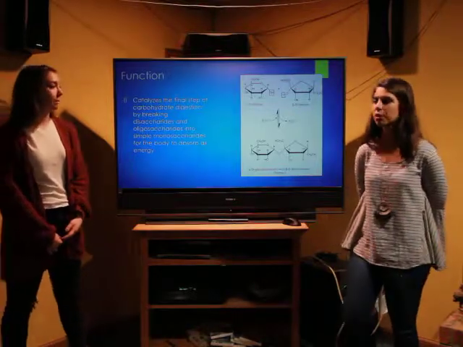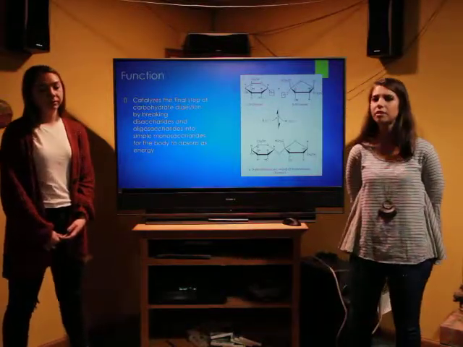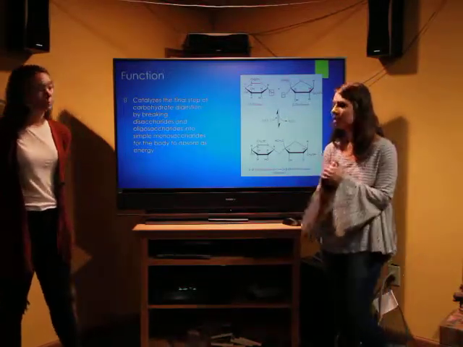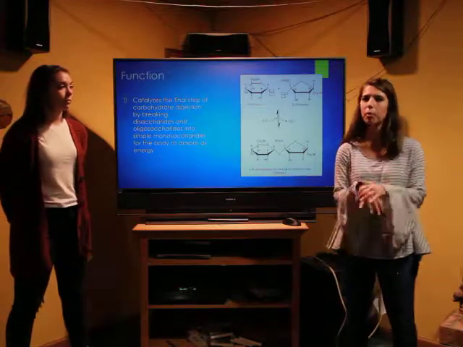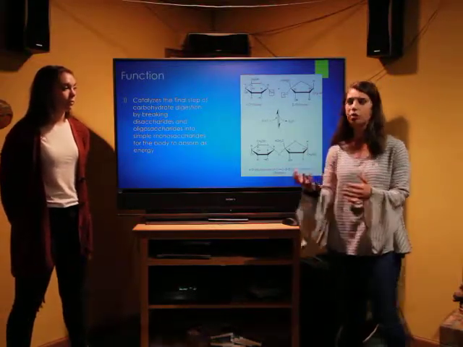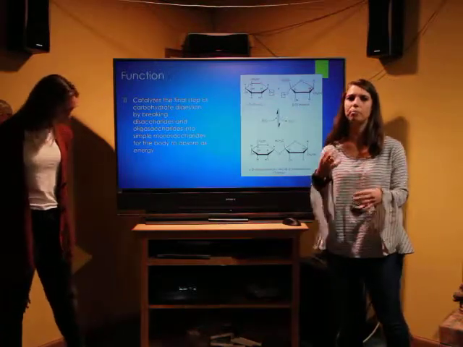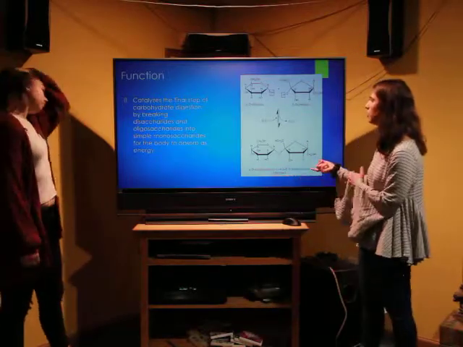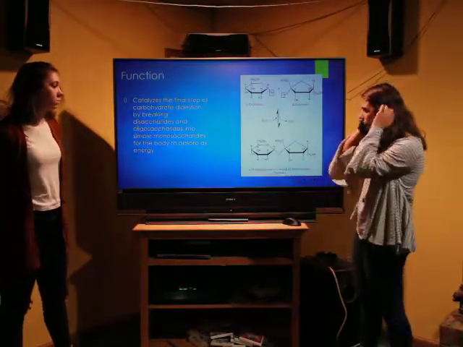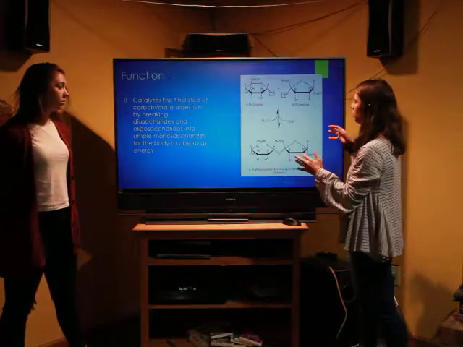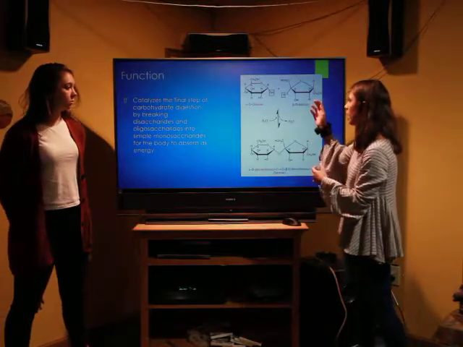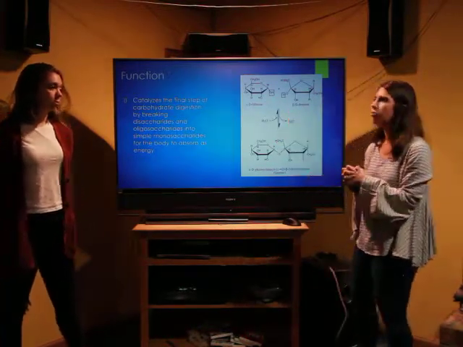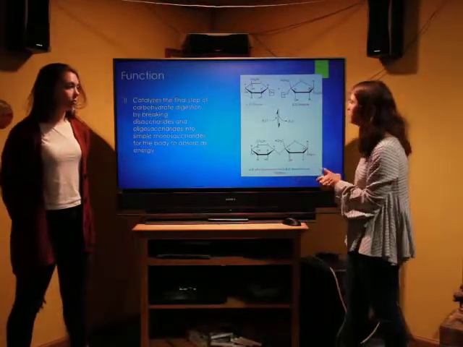So the function of sucrase-isomaltase is that it catalyzes the final step of carbohydrate digestion by breaking down disaccharides and oligosaccharides into simple monosaccharides, or simple sugars, so that the body can further absorb them and use them as energy. So here you can see sucrose. Sucrose is made up of glucose and fructose, and to bring them together you take out water, and to separate them you add in water. So, hydrolysis and condensation reactions.